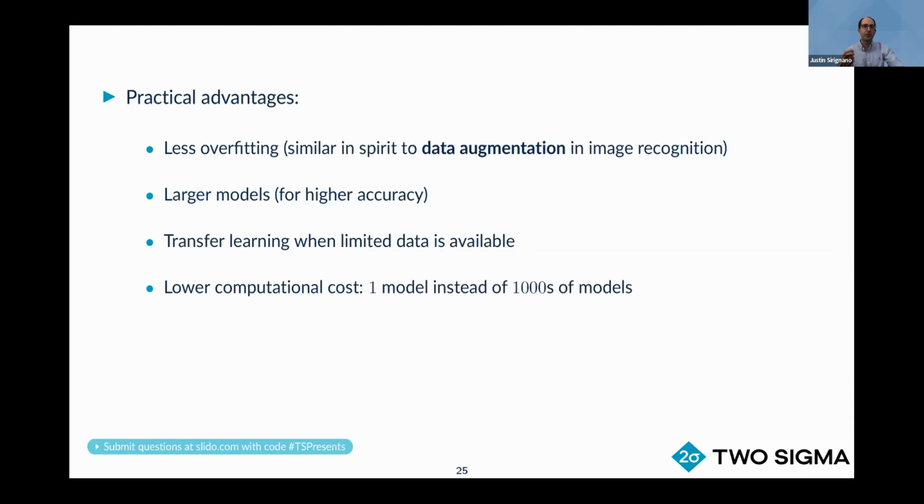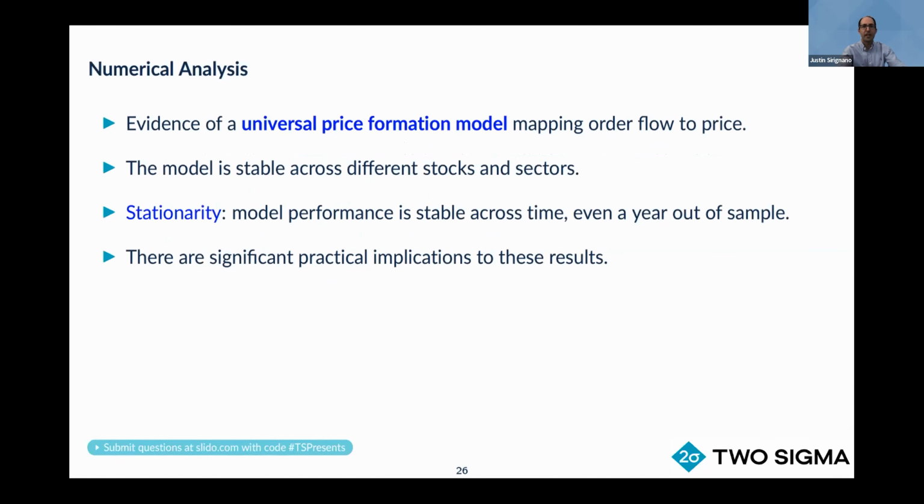Finally, from a computational standpoint, training a single universal model should be less costly than training thousands of stock-specific models. In the examples that I will show in a moment, there is strong evidence for a universal price formation model mapping the order flow to price changes. This model is stable across long periods of time, even a year out of sample. And this allows us to build a single universal model for large numbers of stocks and over long periods of time.